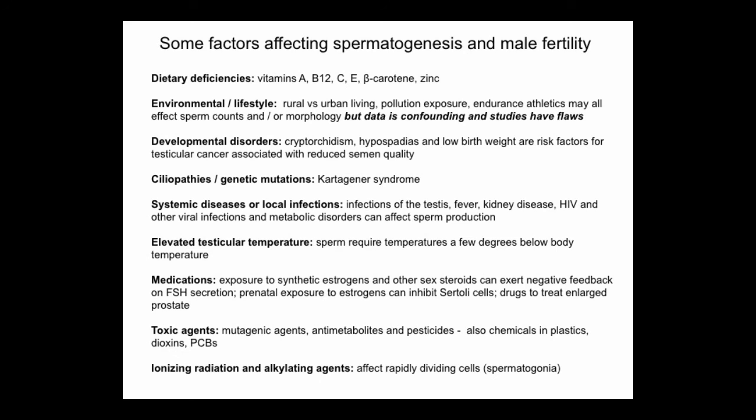Various ciliopathies or other genetic mutations can affect fertility. A notable one is Kartagener syndrome, where the axoneme doesn't function. You can have systemic diseases or local infections of the testis, perhaps fever, kidney disease, HIV, maybe other viral infections or metabolic disorders that might affect sperm production. Elevated testicular temperature is an interesting one. The main reason the testes have to descend is because sperm maturation and functional beating of the flagella only occurs if the sperm are a few degrees lower than body temperature.